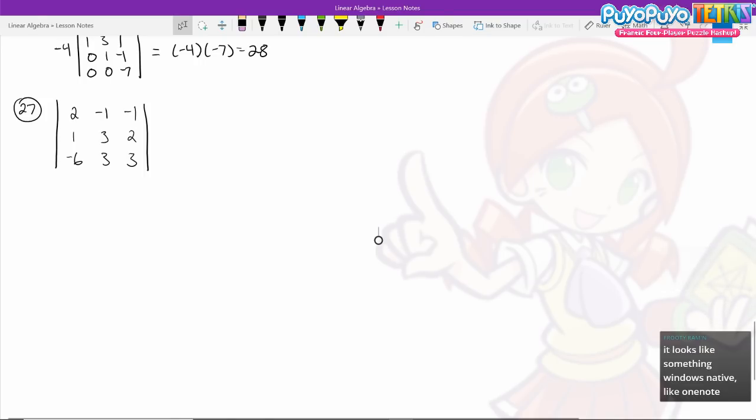Wait, I'm getting distracted. Oh, this always happens to me when I do homework. What program is this? What do you mean? The music? Just one note.